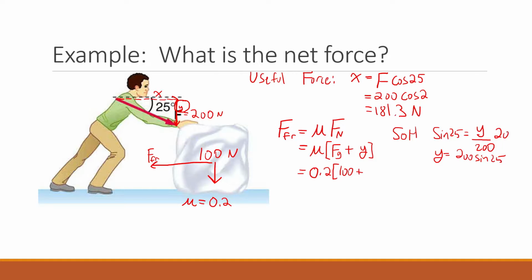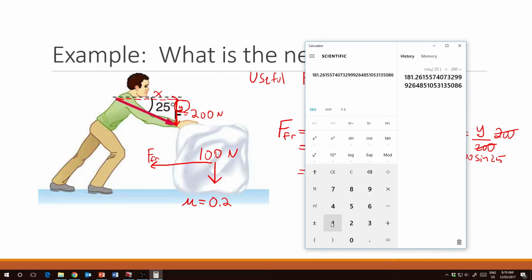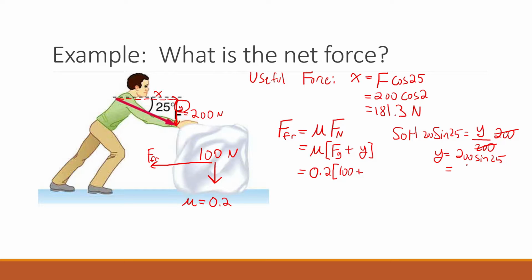And I'll show you guys that. So multiply both sides by 200. 200's cancel out. Y is equal to 200 sine 25. So this will end up being, so, oops, not 25 sine times 200. So there you go. About 84.5 newtons. All right, now we can put that into here, to my force of friction equation, 84.5 newtons. Calculate this all up.